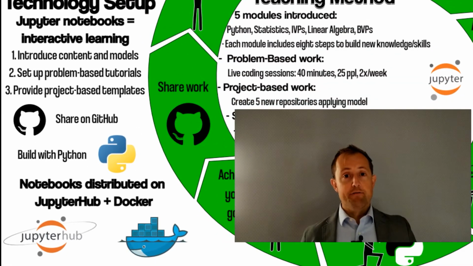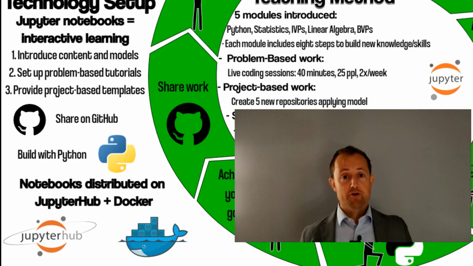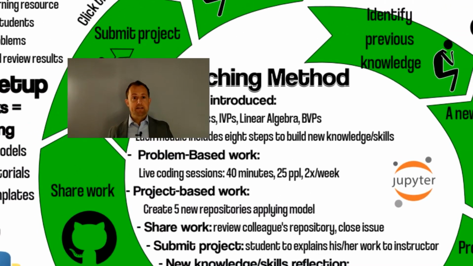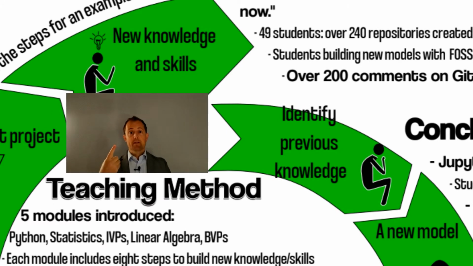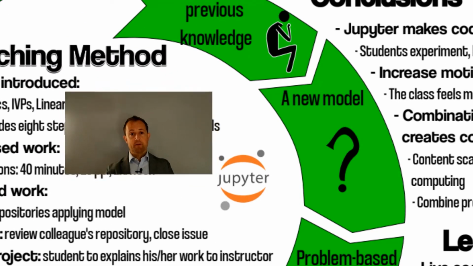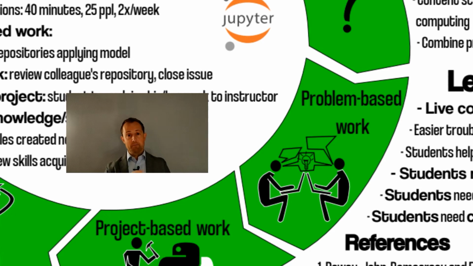What I've done is create 5 different learning modules with over 20 Jupyter notebooks and hosted those on GitHub. The students have access to a Jupyter Hub server that has Docker containers for each of them. Each learning module consists of 8 steps through the learning process. The first step is to recognize previous knowledge. The second step is to introduce a new model. The third step is going through the problem-based solutions.